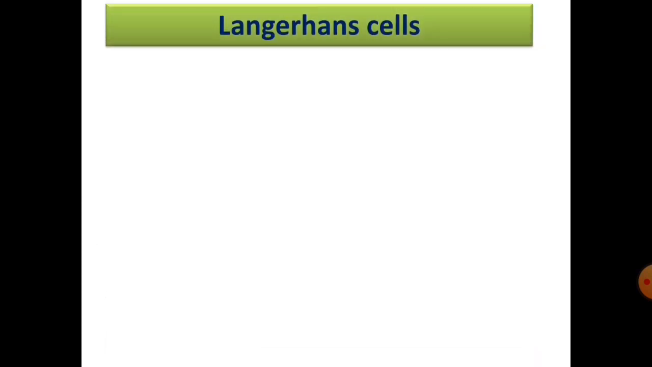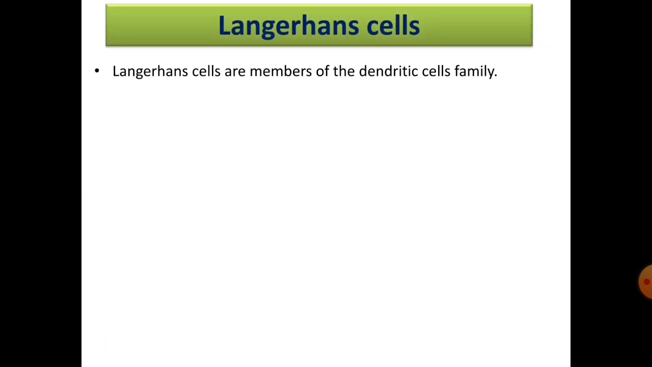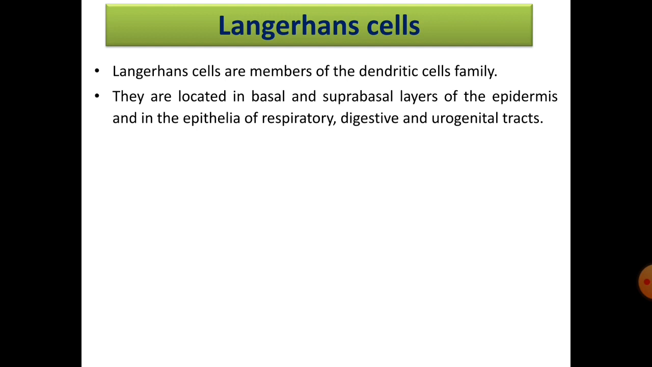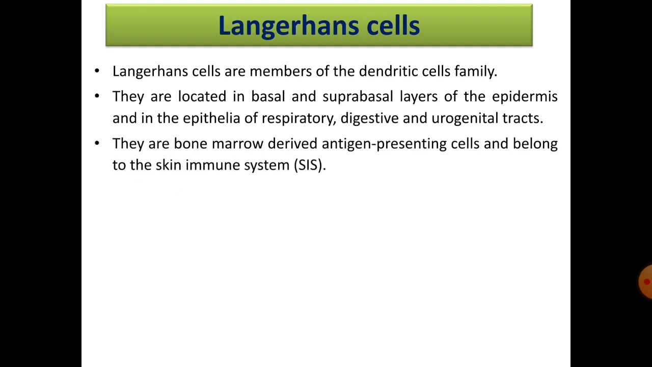Now, Langerhans cells. Langerhans cells are members of the dendritic cell family, and they are located in the basal and suprabasal layers of the epidermis, mainly in the stratum spinosum. These cells are also located in the epithelia of the respiratory, digestive and urogenital tracts. They are bone marrow derived antigen presenting cells and belong to the skin immune system.